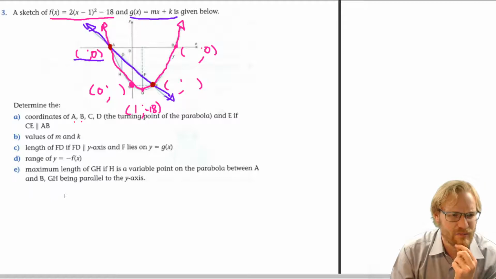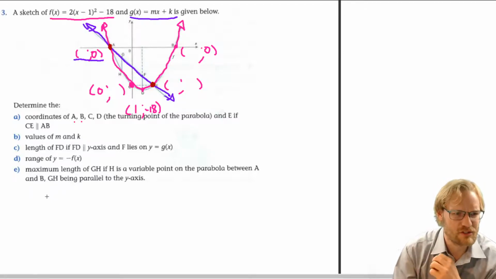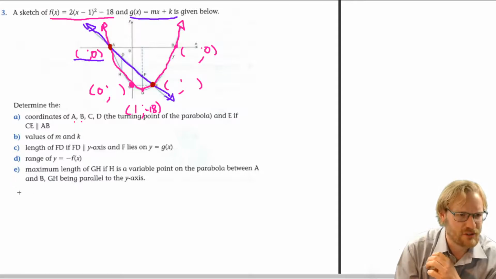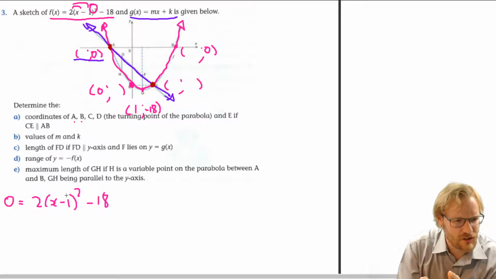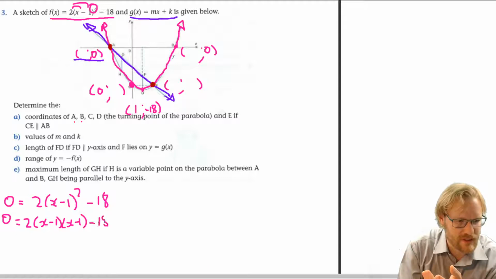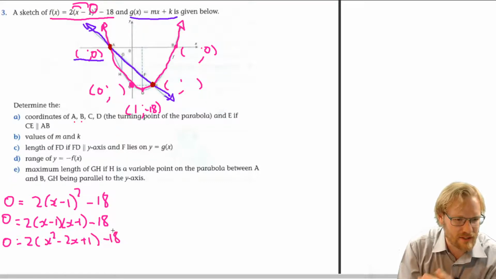And yeah, we can substitute it in. I was going to say we need to multiply this in, but we're going to have to square it right now. So 0 equals 2x minus 1 squared minus 18. We've got an equation, we need to solve it. We're going to need to square it and then multiply. So 0 equals 2x squared minus 2x plus 1 minus 18.